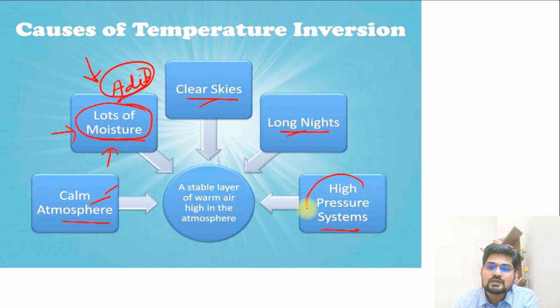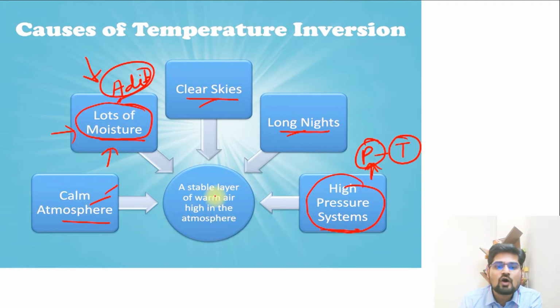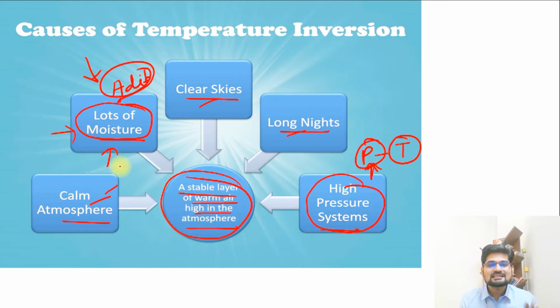And then high pressure system. So this is basically a pressure temperature relationship. High pressure, it will lead to what? It will also lead to this warming, and then a stable layer of warm air high in the atmosphere will be actually created. So these are the major reasons, ideal situations in which temperature inversions happen in the atmosphere. That is what we are studying here.